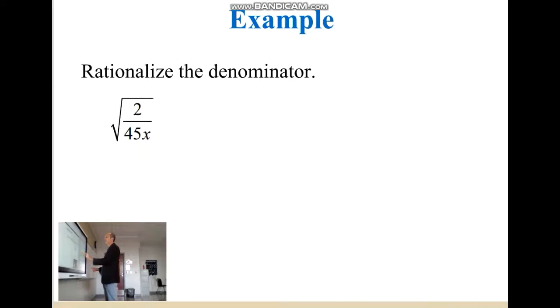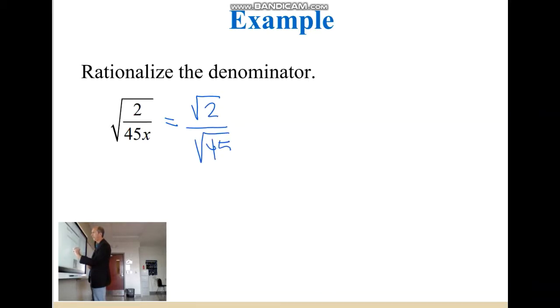Now rationalize the denominator: square root of 2 over 45x. We actually can split this. This is going to be equal to square root of 2 over square root of 45x. We can do this; it is one of the properties that we have studied. Now we're going to multiply by 1, the fraction square root of 45x over square root of 45x.